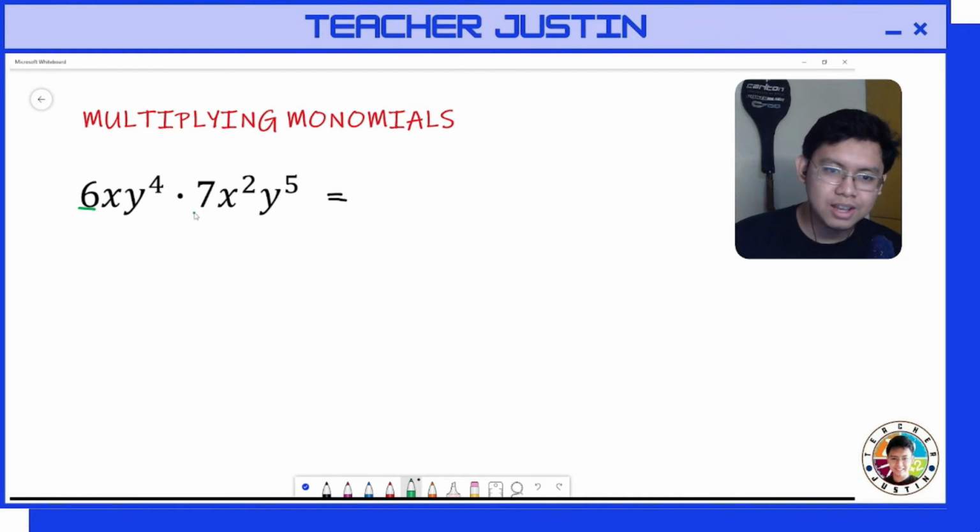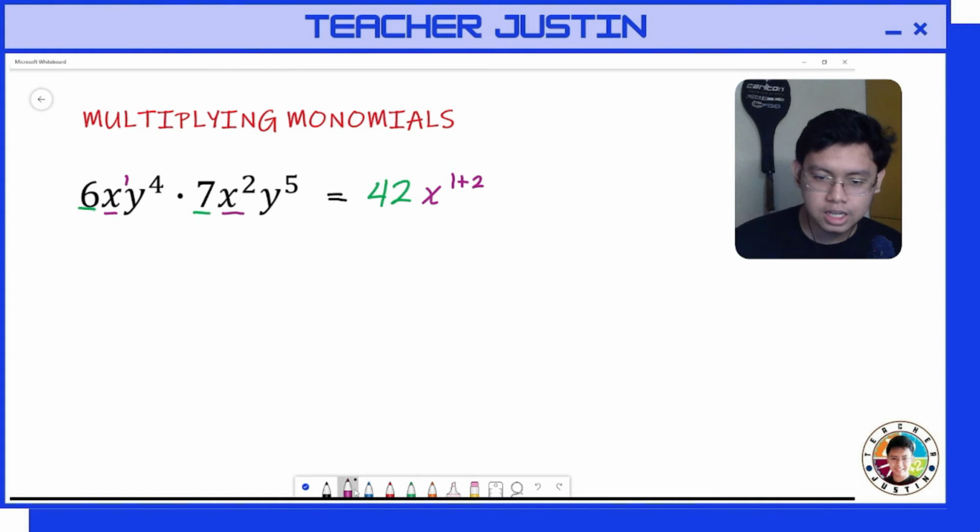6 times 7, that is equal to 42. So 42. Then for the variable, we multiply the variables with the same base. So we have here x multiplied to x^2. Remember, this variable x will have an exponent of 1. So we copy the base, x, and then we add our exponents, 1 plus 2.